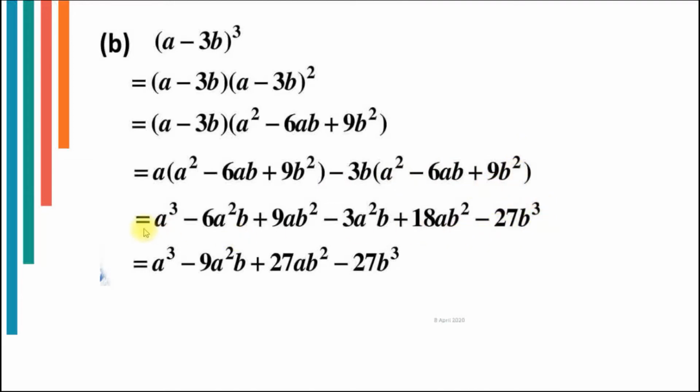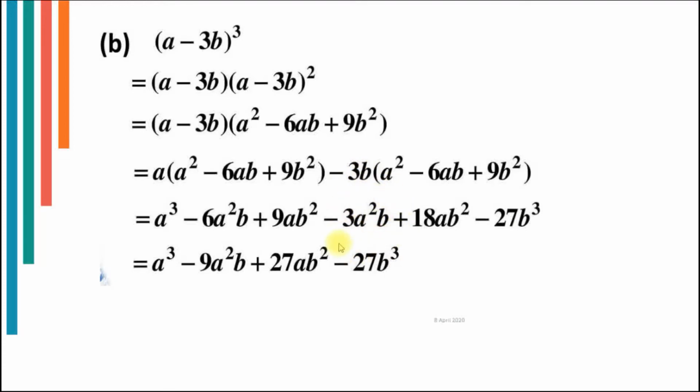And then we use our highlighters, right? So for a cubed, is there any other a cubed? Nope, I don't see any other. Okay, and then for minus 6a squared b, there's another a squared b there. So if I minus 6 and I minus 3, I get minus 9. That's fine. And then I have 9ab squared and 18ab squared. No, this is a positive, sorry, that's positive 9ab squared and positive 18ab squared. That'll be 27ab squared, and then minus 3a squared b minus 27b cubed.